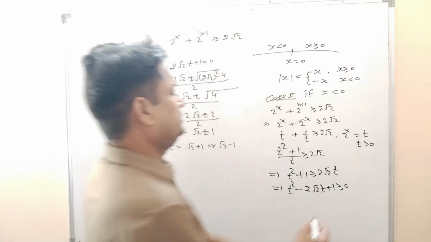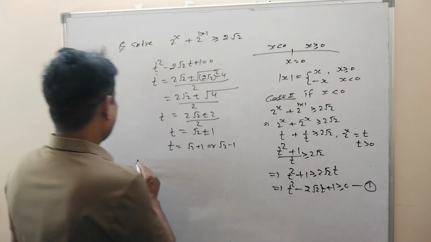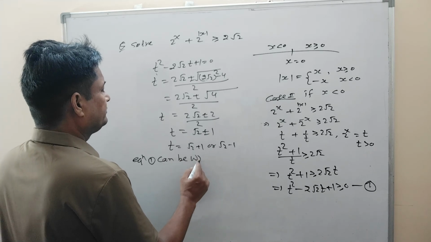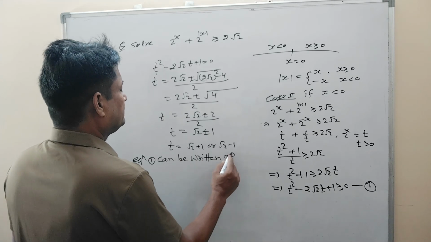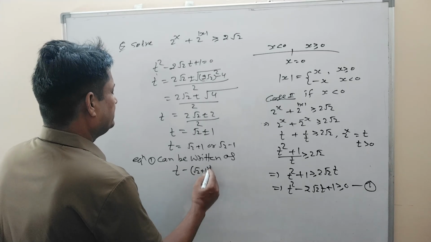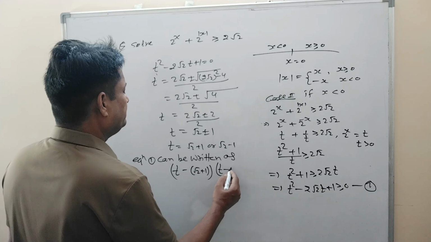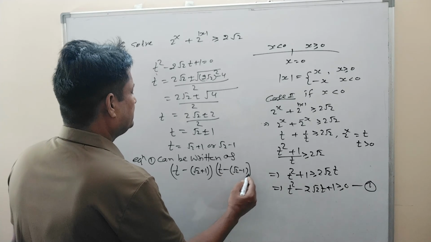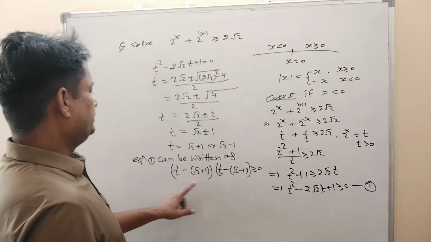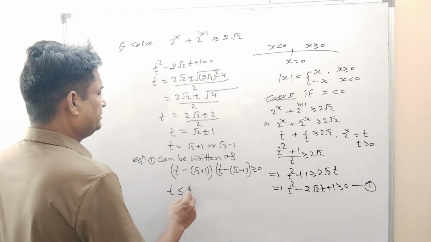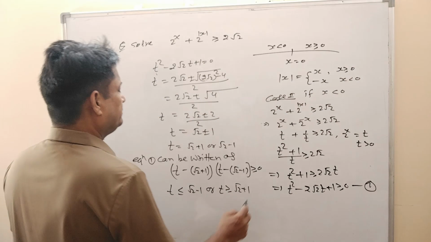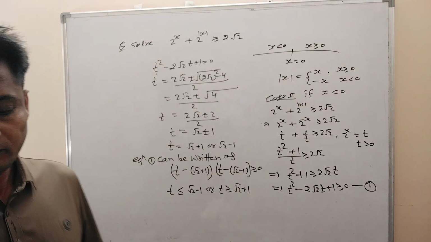So now equation 1 can be written as t minus root 2 plus 1 in one bracket and t minus root 2 minus 1 in the other bracket, greater than or equal to 0. Solution of this one will be what? t will be less than or equal to root 2 minus 1 or t will be greater than or equal to root 2 plus 1.